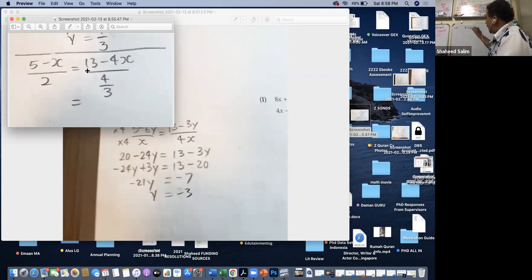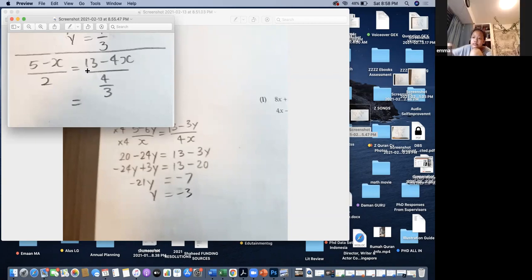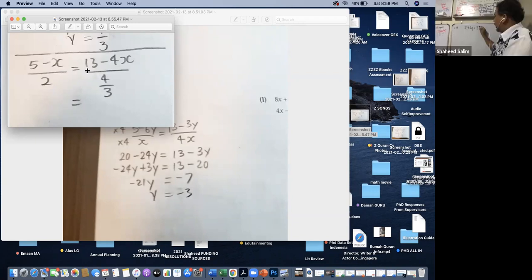x plus 6y. You can see my board, right? Equals to 5. So what you have done, you put 6y equals to 5 minus x. Okay. This is 6y, I just take note. And then after that, you did, let me see. Okay, this is equation 1. So the next one, 4x plus 3y equals to 13. So you have 13 minus 4x, correct, equals to 3y.